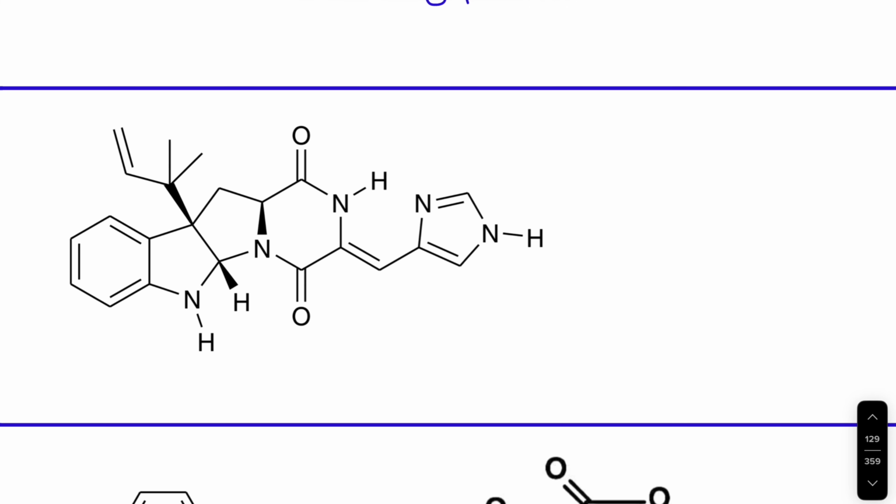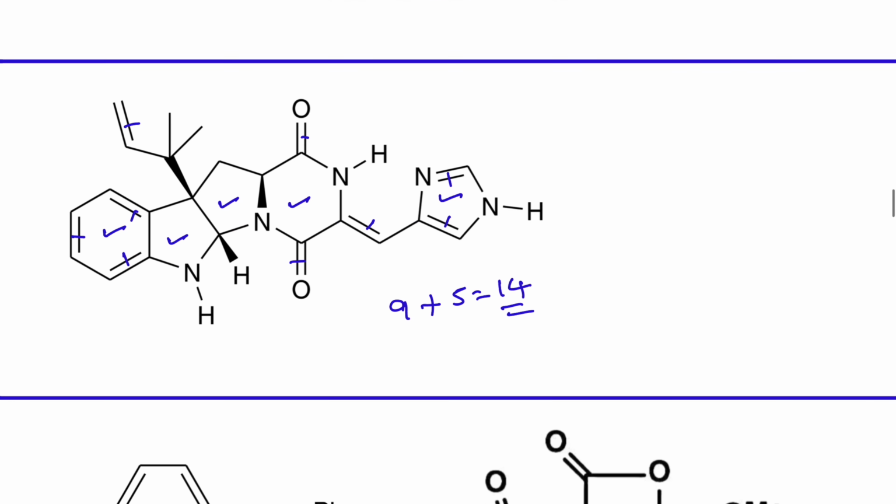And the next one, first let us count the number of pi bonds, the structure is somewhat complicated. 1 2 3 4 5 6 7 8 9, there is no NO2 group, formula was not given, like that, invisible pi bonds are not there. Next, number of rings, 1 2 3 4 and 5, so 9 plus 5, that is 14.